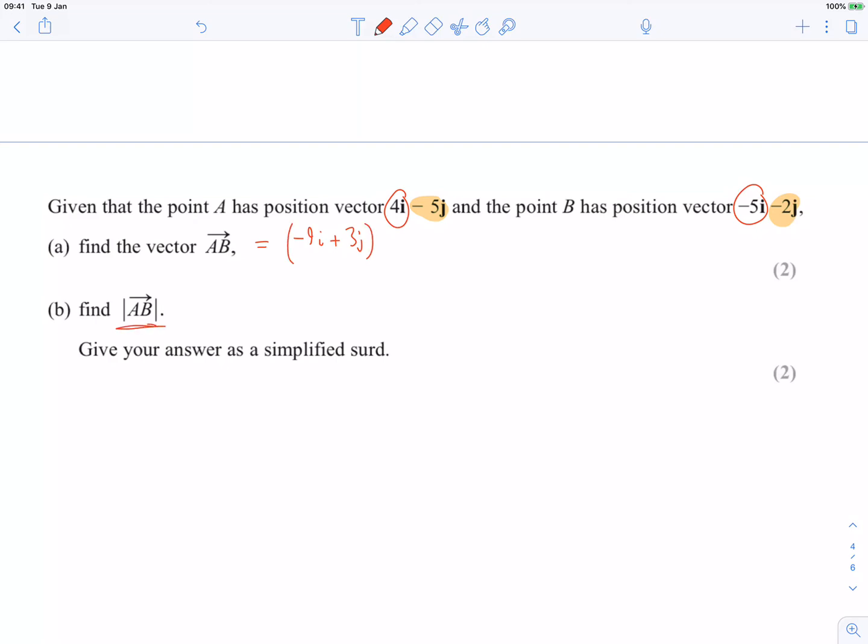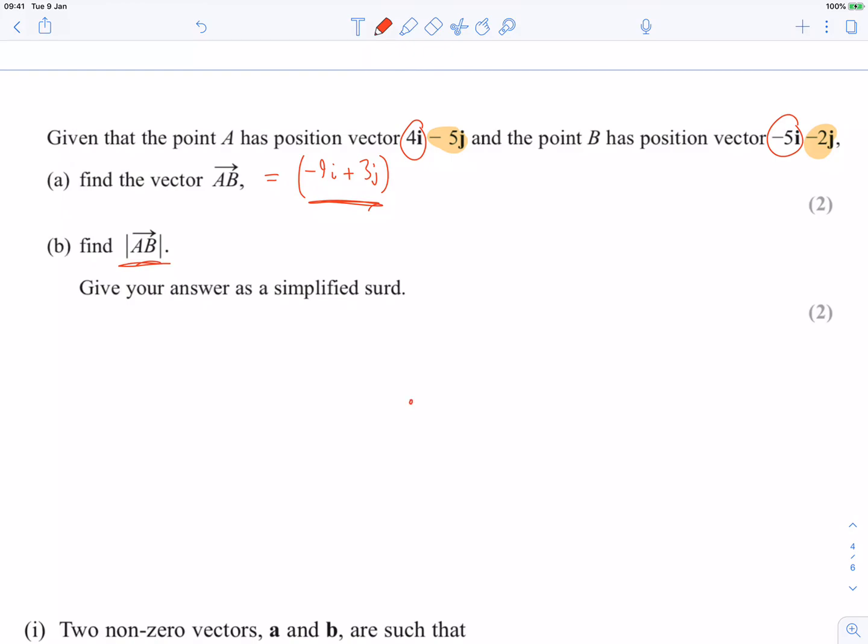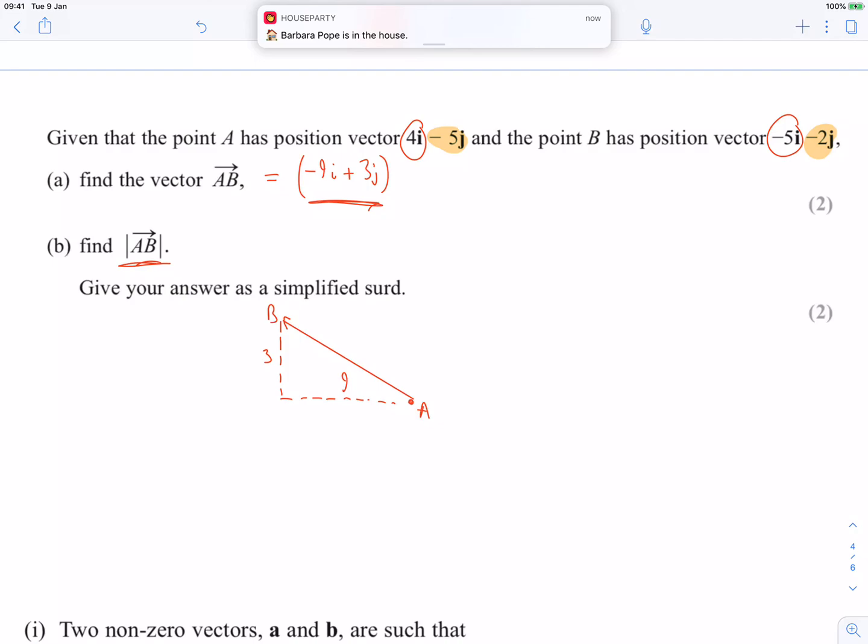Find the length of A to B, give your answer as a simplified surd. Okay, so let's have a look at this, let's draw a sketch. So here's the origin, say, minus 9i means I go back 9 in the x direction, and 3j means I go up 3 in the y direction. So there's my vector A to B. And if you like, this is A and this is B.